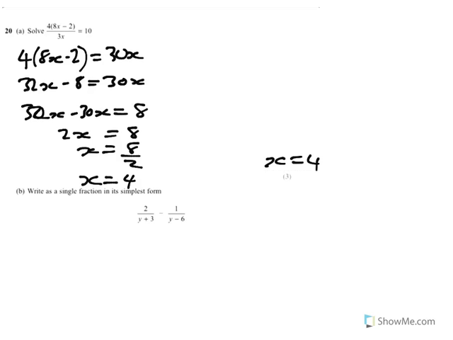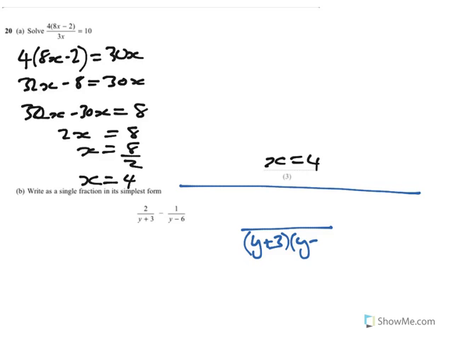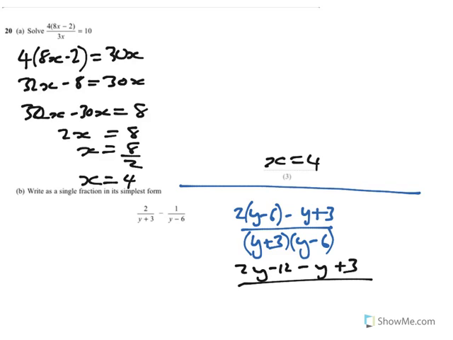Part B asks us to write these as a single fraction in their simplest form. So we want it to be a fraction over y plus 3 times y minus 6. So we'll have 2 times y minus 6 minus y plus 3. We then need to simplify the top, so we'll get 2y minus 12 minus y plus 3 over y plus 3 y minus 6.